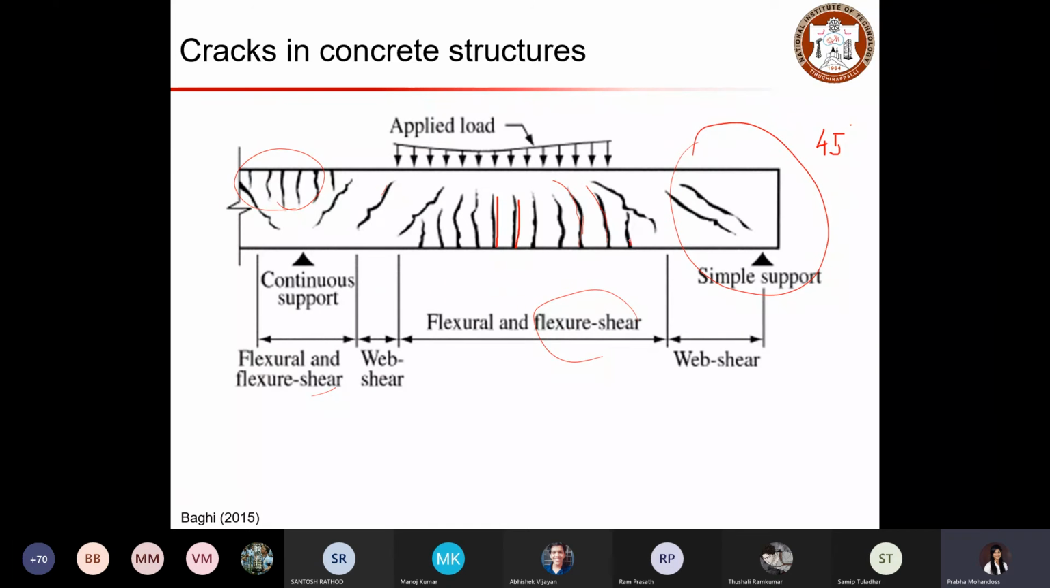So you can see perpendicular cracks, and then they grow in this direction. So this is the case for simply supported structures.